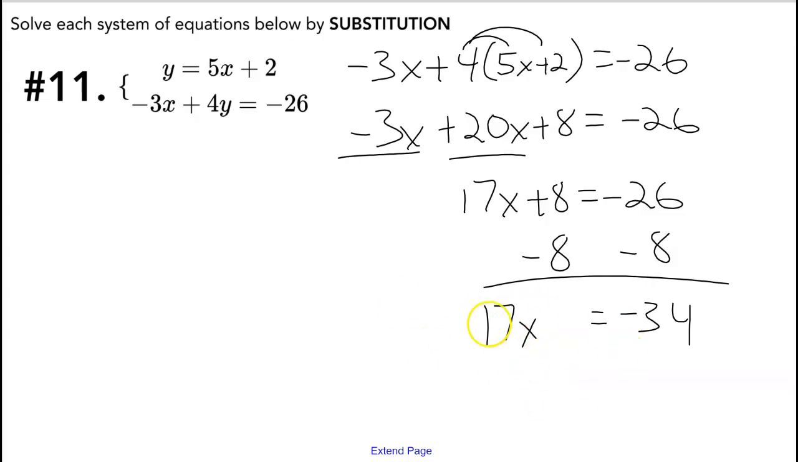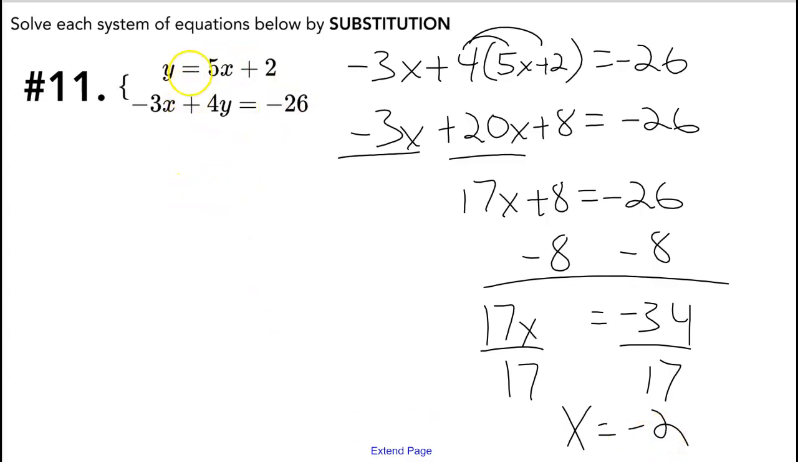Now all I got to do is isolate the x by dividing by 17. And the 17 is going to cancel out, and that's going to give me x equals negative 34 divided by 17. Negative divided by positive is negative. 34 divided by 17 is 2. So x is equal to negative 2. So it feels like we're done, but we're not. We got to take that negative 2 and plug it back in.